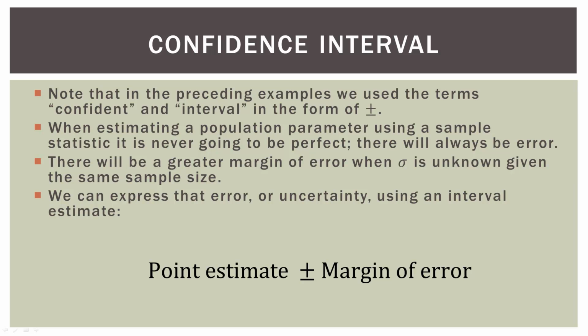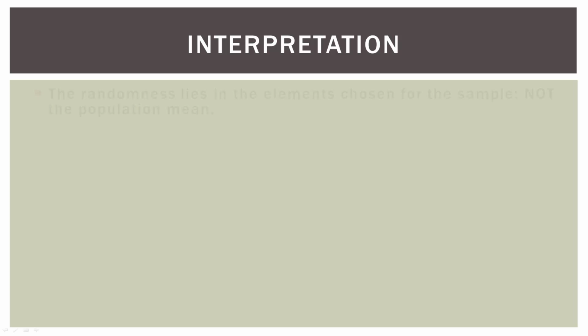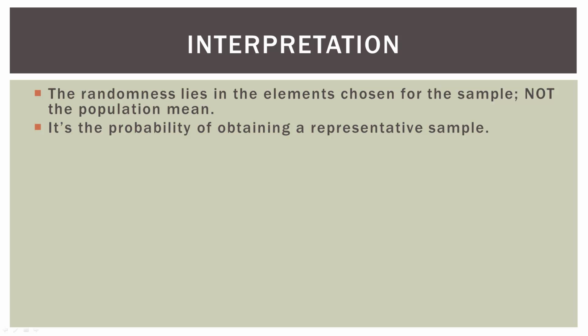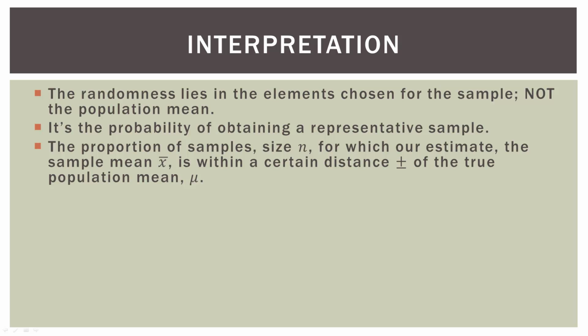So we have our point estimate plus or minus our margin of error, which of course is what we've been working with. So our interpretation, again, very important. Remember, the randomness lies in the elements we take for the sample, not in the population mean, which is actually a number that's fixed based on the entire population. It's the probability of obtaining a representative sample. You can think of it as the proportion of samples for which our estimate, the sample mean, is within a certain distance of the true population mean. So you can think of that graph where we had several means in between those two dotted lines.